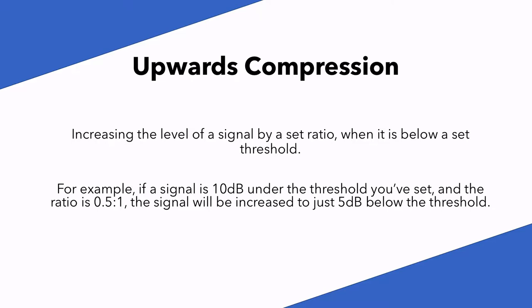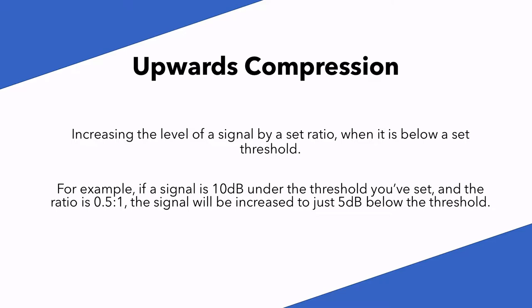What upwards compression does is increase the level of the signal by a set ratio when it's below a certain threshold which you set. For example, if the signal is 10 dB under the threshold which you've set and the ratio is 0.5 to 1, the signal will be increased to just 5 dB below the threshold. It's still a form of compression, even though it's making sound louder, because it's still reducing the dynamic range, i.e. the difference between the loudest part and the quietest part, that's still being reduced.